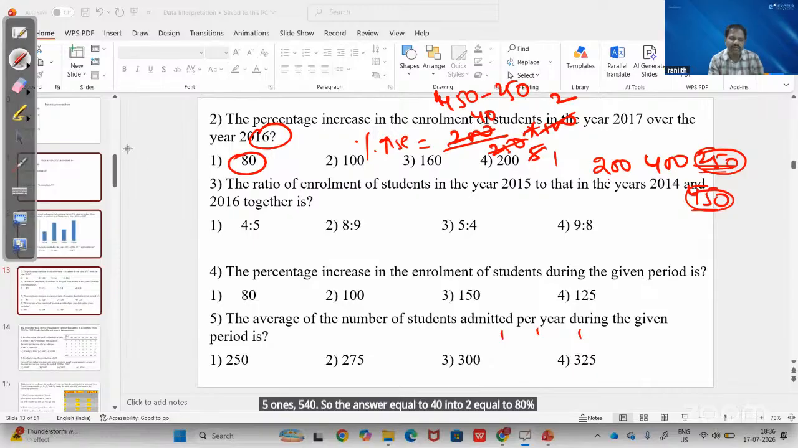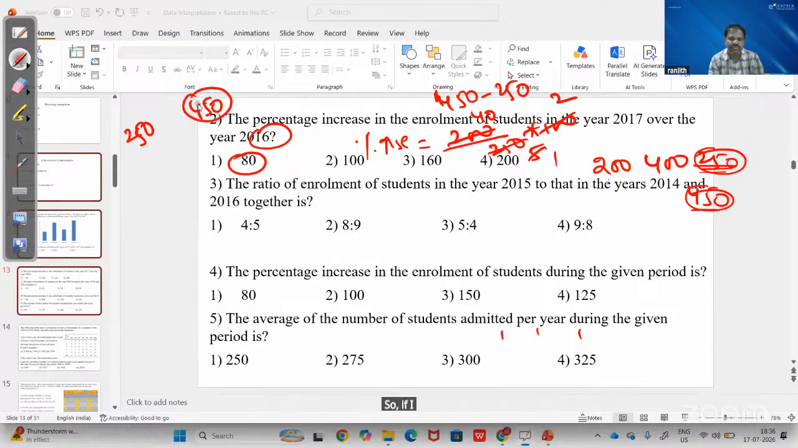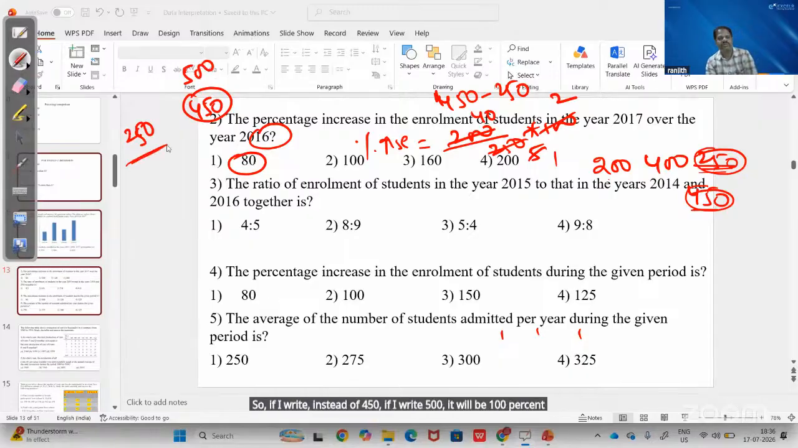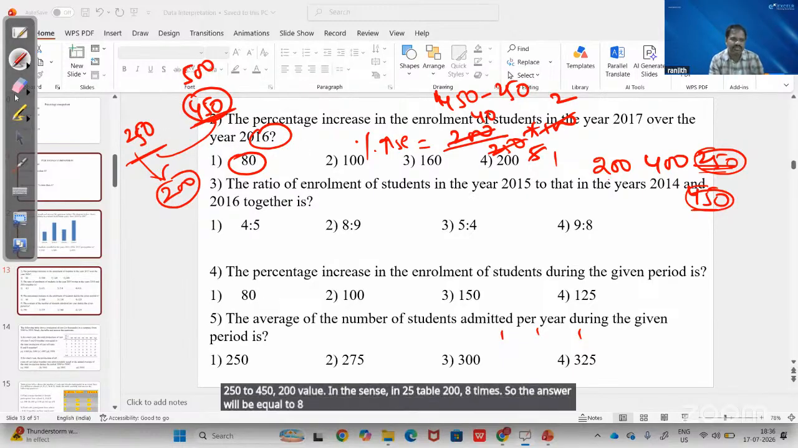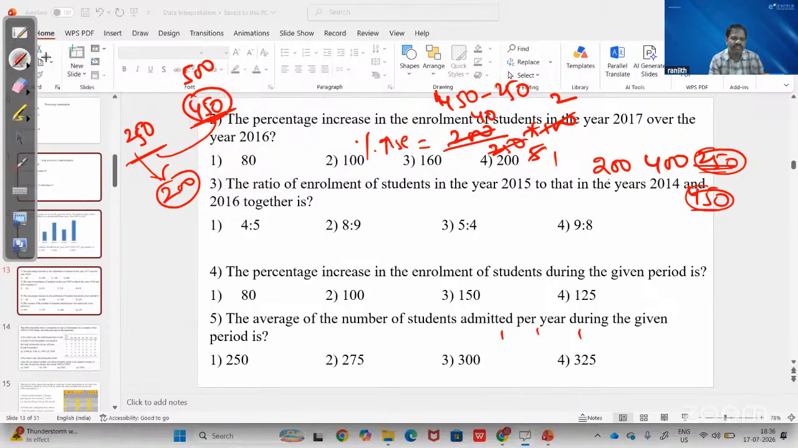By looking at the values we can also tell the answer. From 250 to 450: if instead of 450 it were 500, it would be 100 percent. From 250 to 450 the difference is 200, and in the 25 table, 200 is 8 times. So the answer is 80 percent.